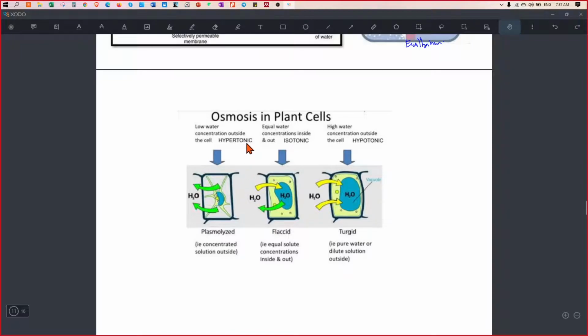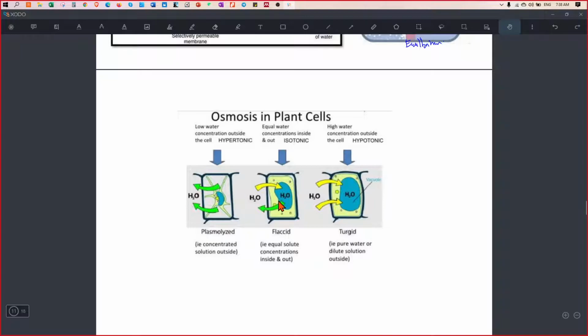The experiment of hypertonic solution, isotonic solution, and hypotonic solution. When you put the plant cell in a hypertonic solution, it's going to get plasmolyzed, because the cell membrane is going to shrink. It's not dead yet, because the water has left the cytoplasm, has left the vacuole.